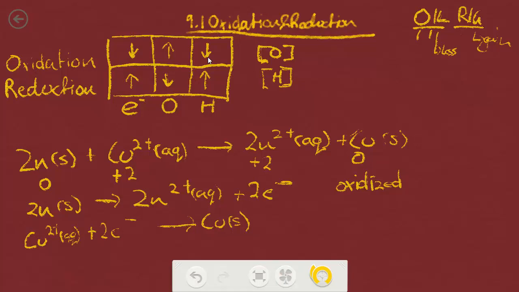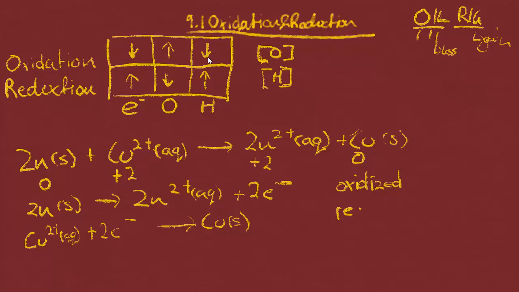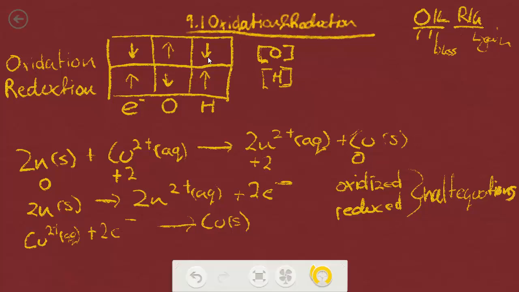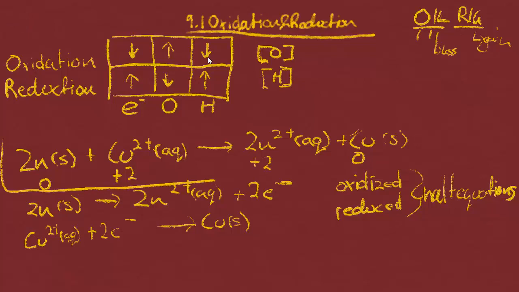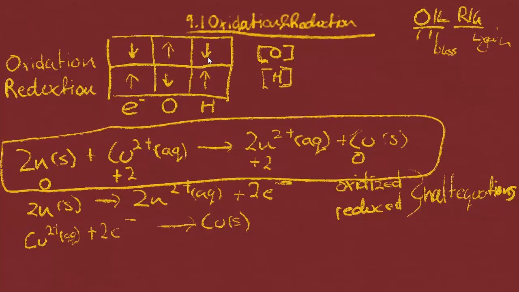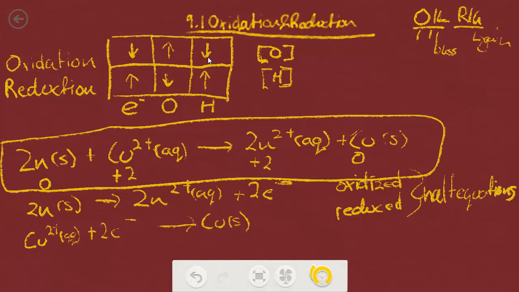And looking back at our notes, we know that reduction is a gain of electrons, and here, as the Cu2+ has gained 2 electrons, it's been reduced. So these are the half equations. And it shows that this overall reaction is indeed a redox reaction, as it includes an oxidation and it also includes reduction.